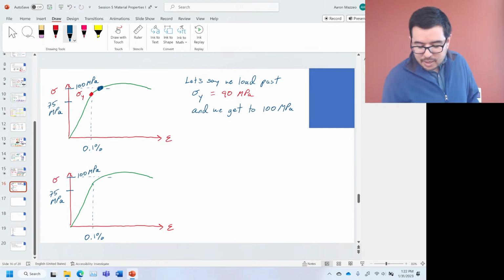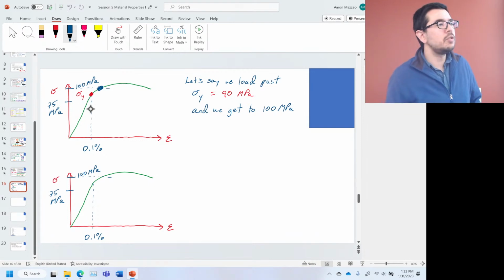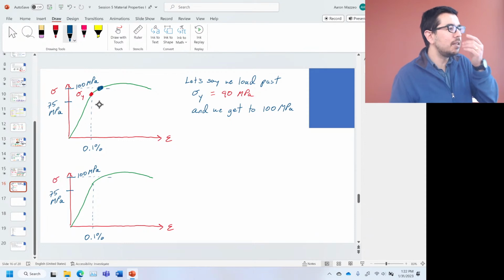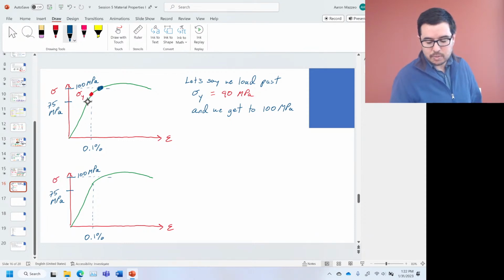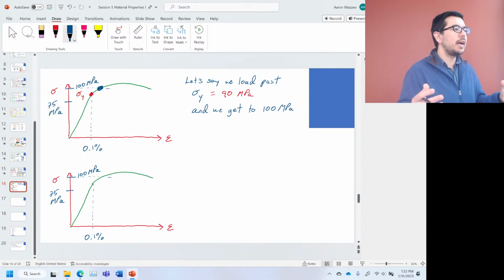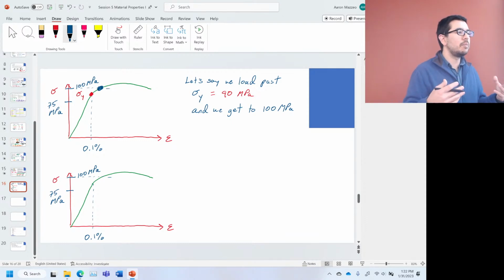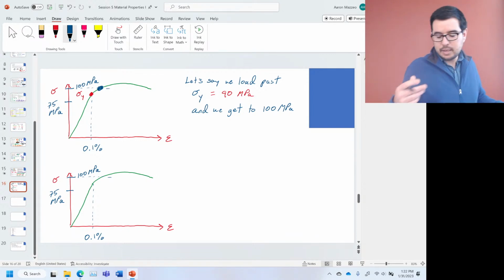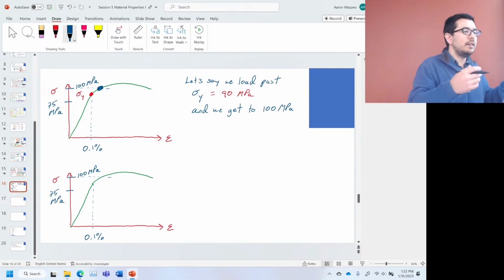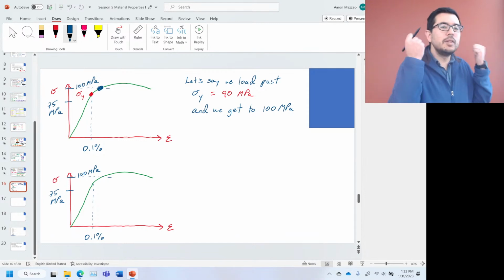If I had stayed below the proportional limit, below the elastic limit, all right, if I had stayed in this region, I would have just gone right back down to 0, 0. Would have sprung back, no problem, right? If I'm a muscle or something, I am just doing this over and over again.